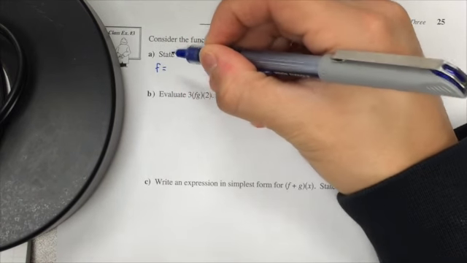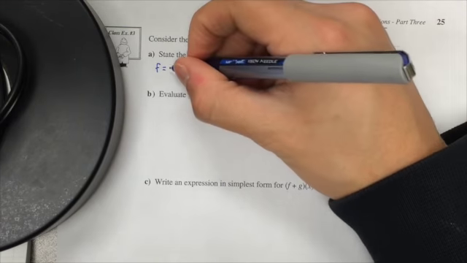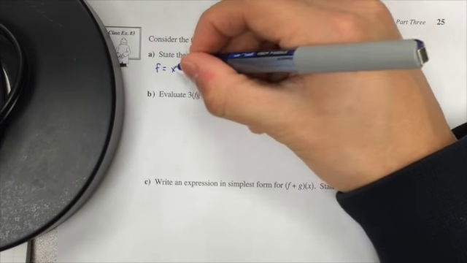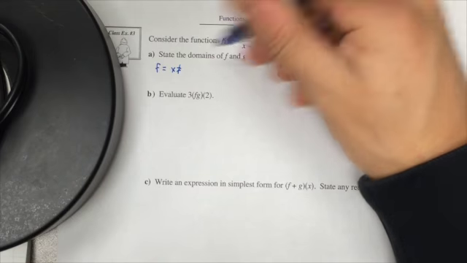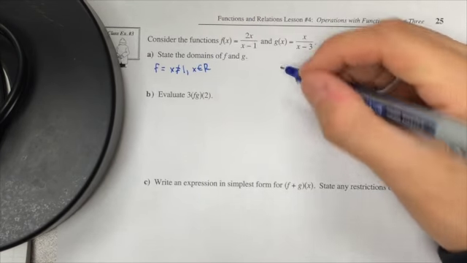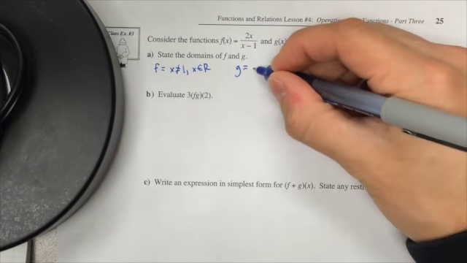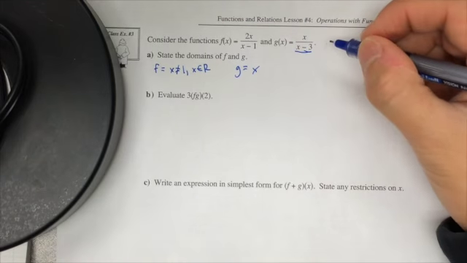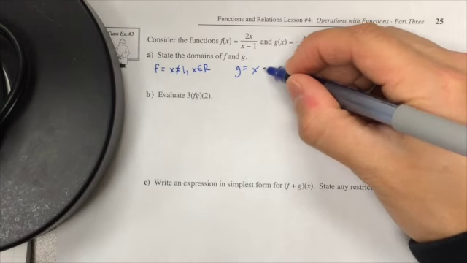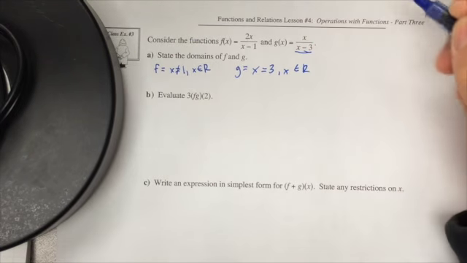Well, for function f, if we look at it right away, there's going to be a restriction. So x cannot equal positive 1, such that x is an element of real numbers. And for the domain of g, again, there's going to be a restriction down here. So x cannot equal positive 3 such that x is an element of real numbers.